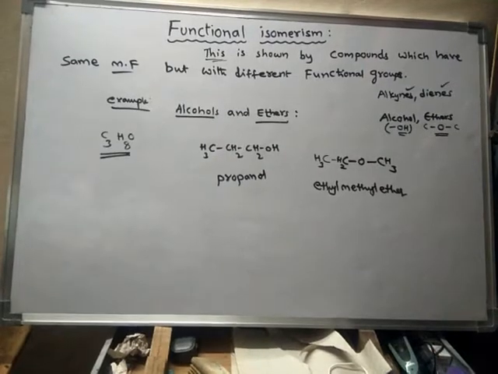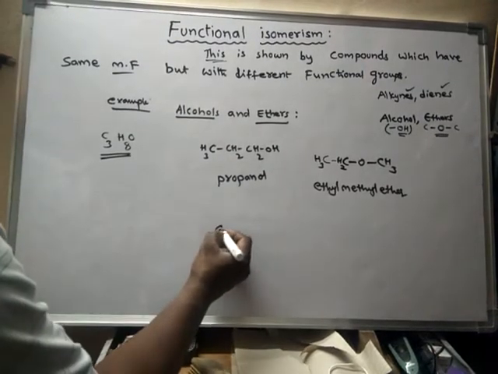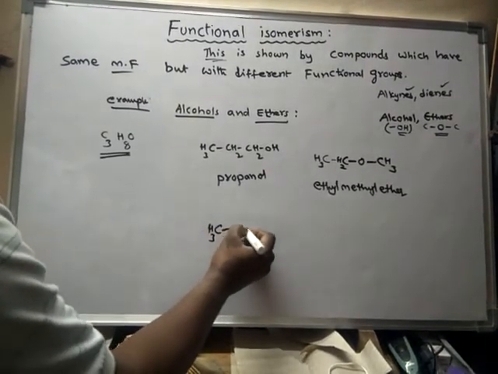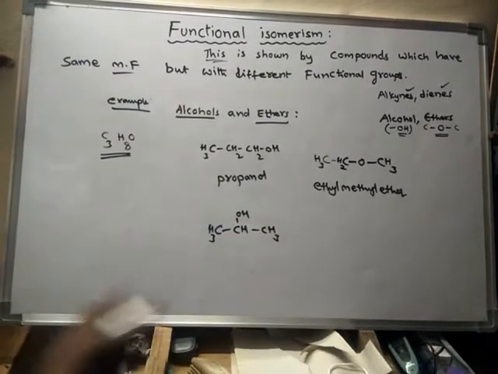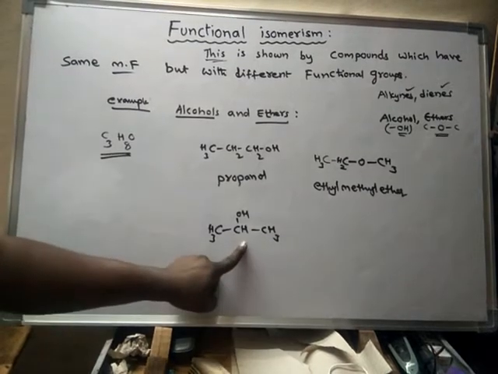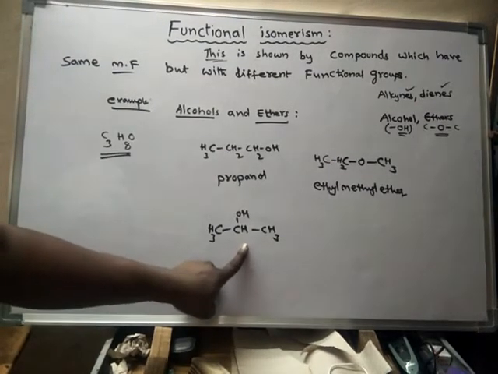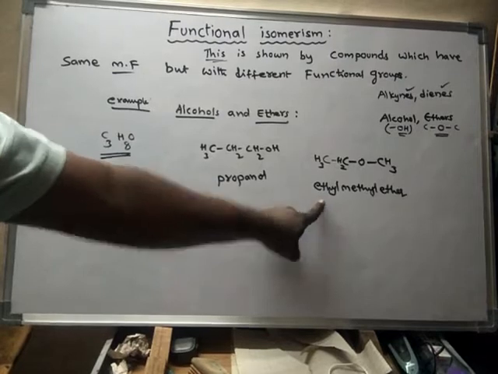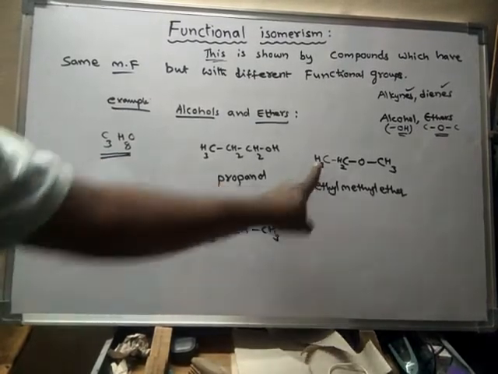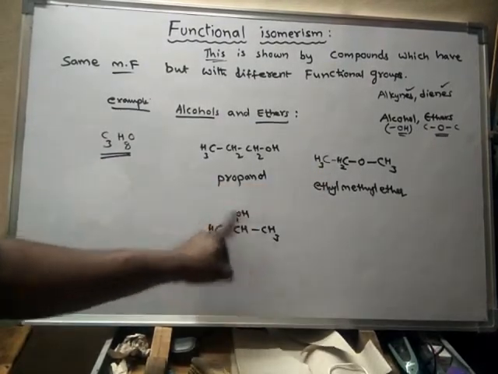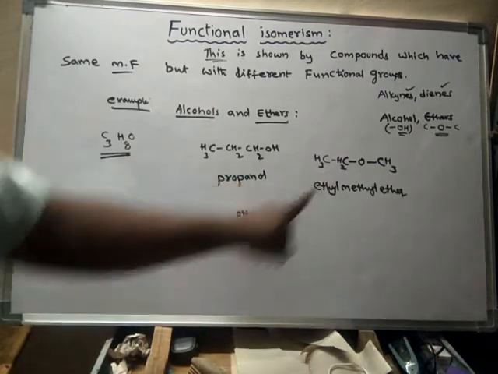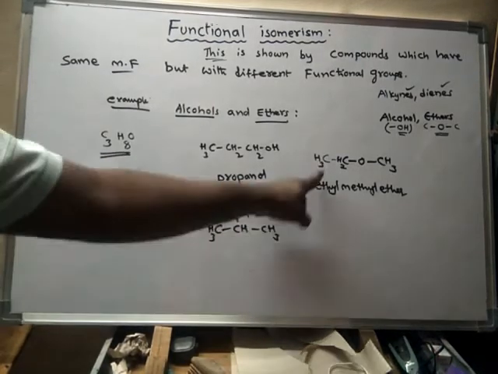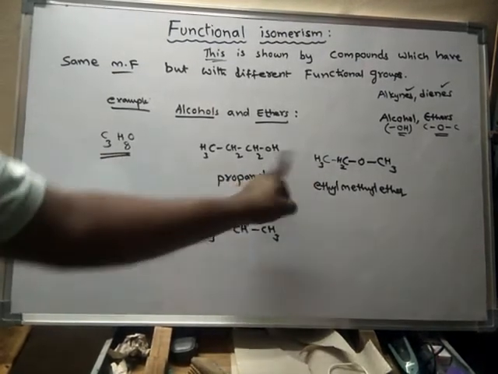Like this, suppose CH3CH(OH)CH3 is here. So this is also an alcohol. This is also a functional isomer to this one, because these two have the same molecular formula but different functional groups. So this is an ether functional group, this is an alcohol functional group. Hence these two are also said to be functional isomers.